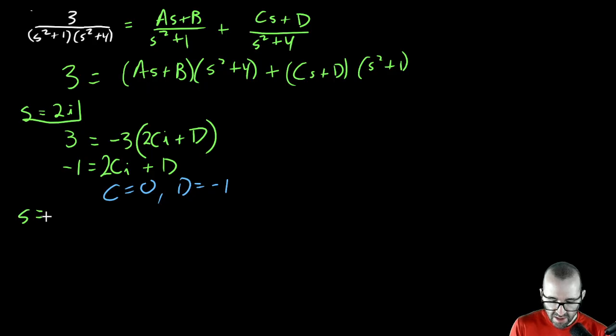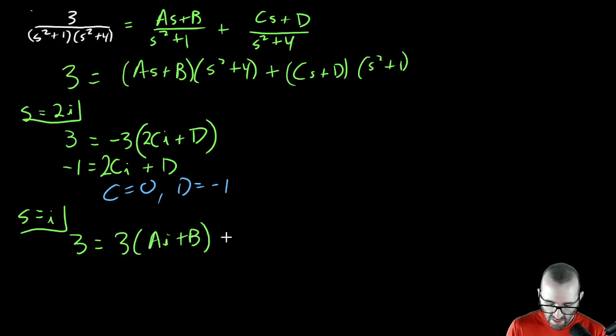You do the same process with s is equal to i, and you're going to get 3 is equal to, i squared is negative 1. We get 3 times ai plus b plus 0. And again, you're going to get a is equal to 0 and b is equal to 1.